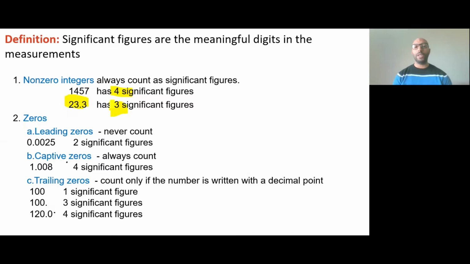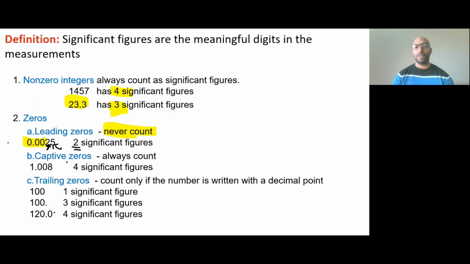For the zero, we have 3 different types of zero. The first is called leading zero. This leading zero is the zero located on the left of the number. Let's see here an example. 0.0025. How many leading zeros in this example? We have 1, 2, and 3 leading zeros. The leading zero is never counted as a significant figure. So how many significant figures in this number? We have 2 and we have the 5. So how many significant figures? We have 2 significant figures.